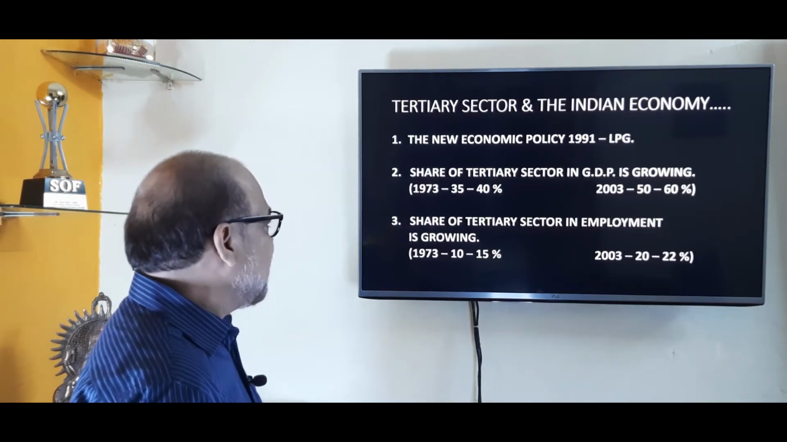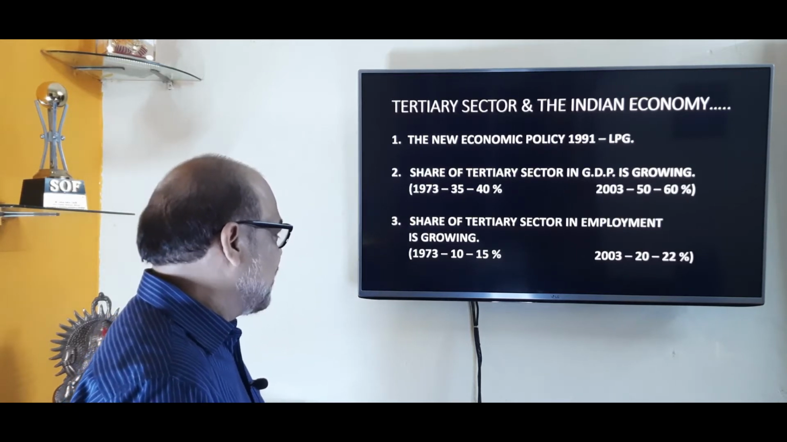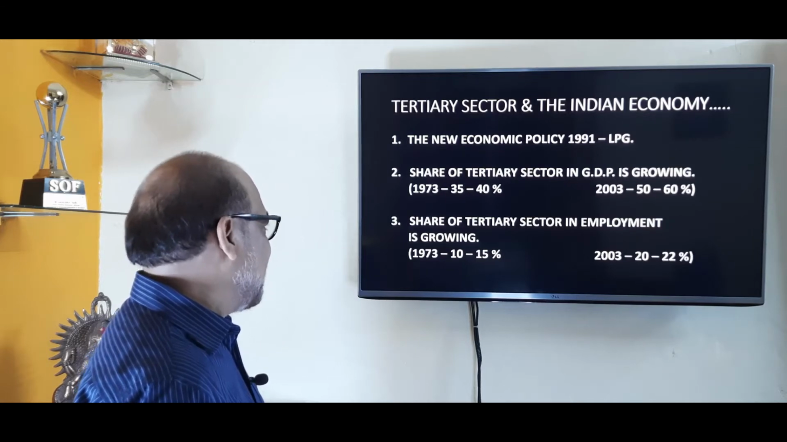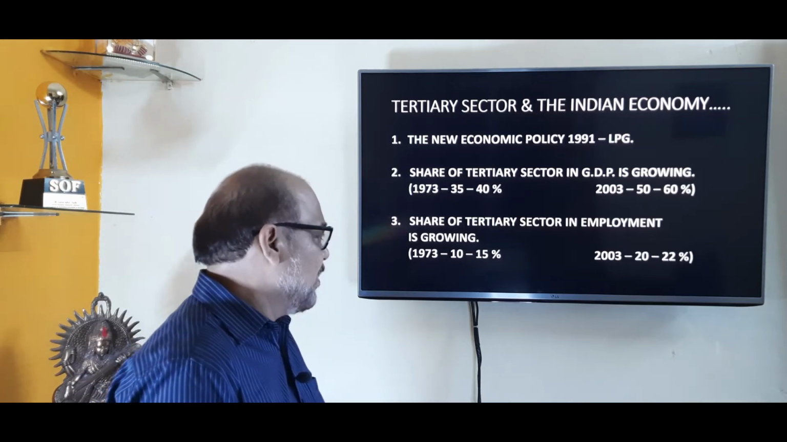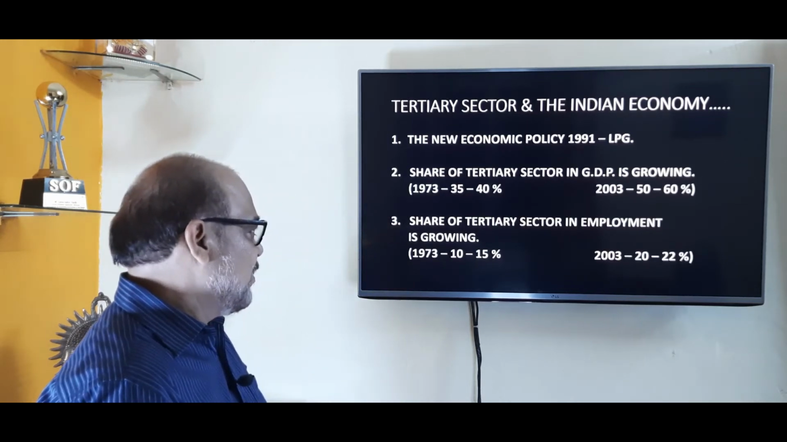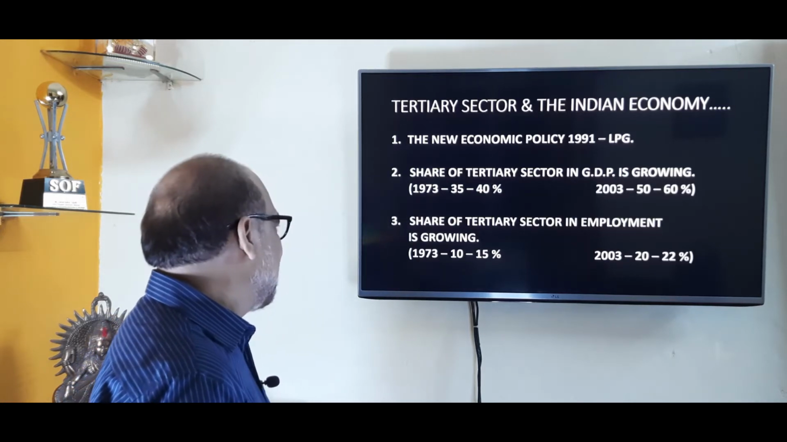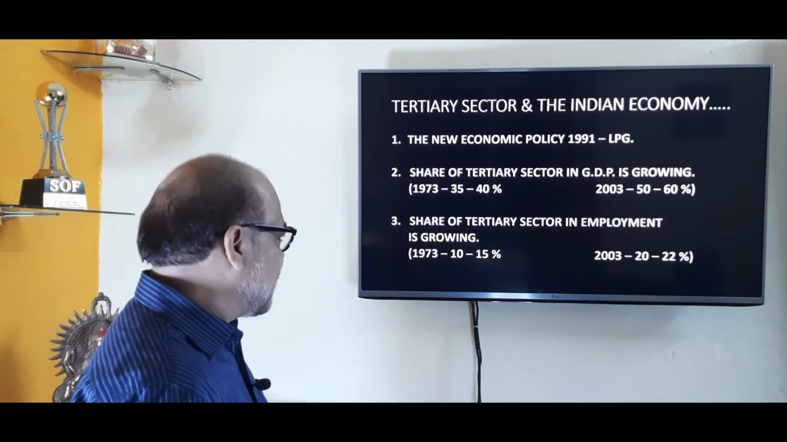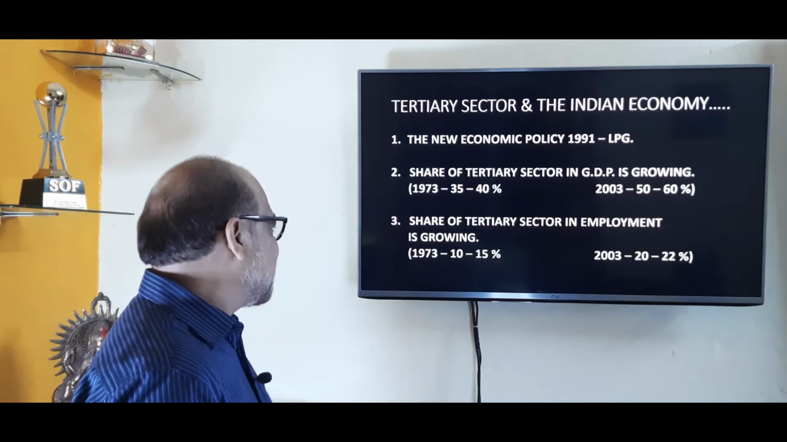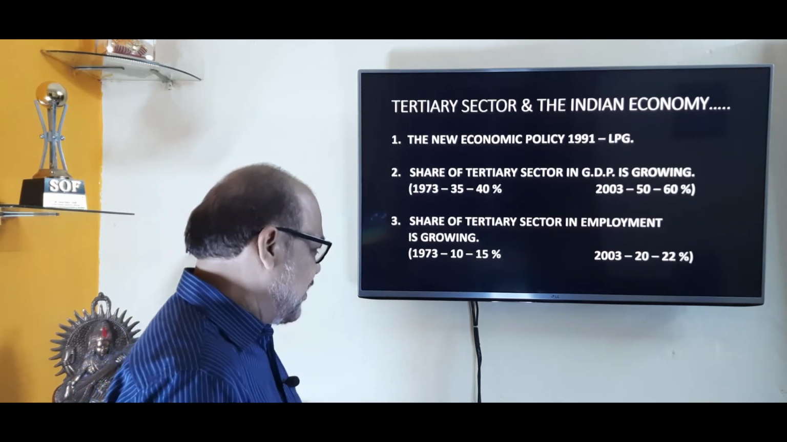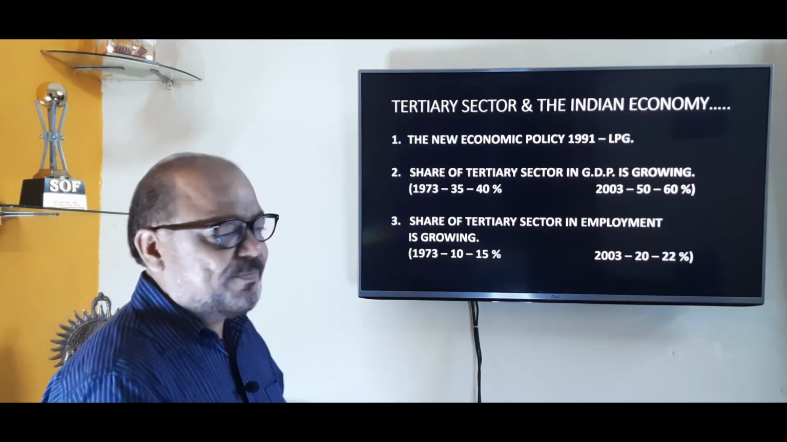Number 2, the share of the tertiary sector in the GDP is growing very fast. We can see here that in 1973, it was 35 to 40% in the GDP, which increased to 50 to 60% in 2003. Point number 3, the share of the tertiary sector in employment is also growing. It was 10 to 15% in 1973 and it became 20 to 22% in 2003.